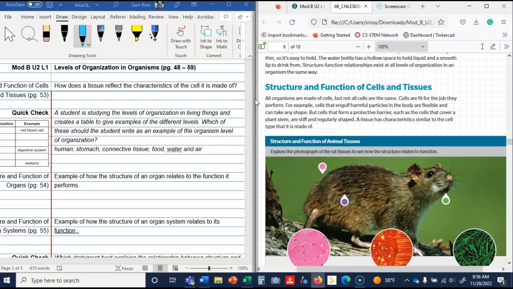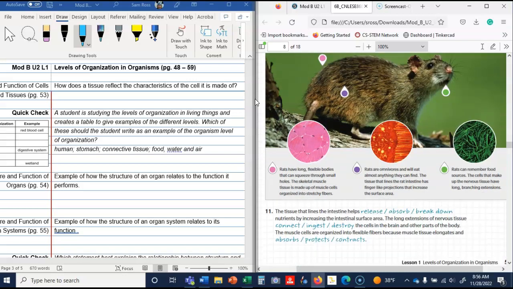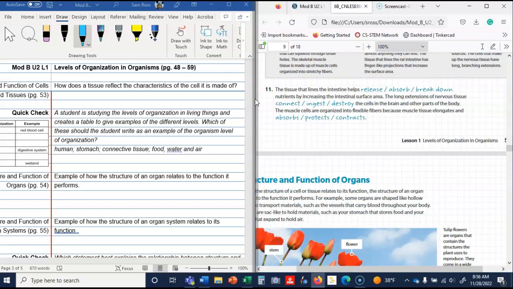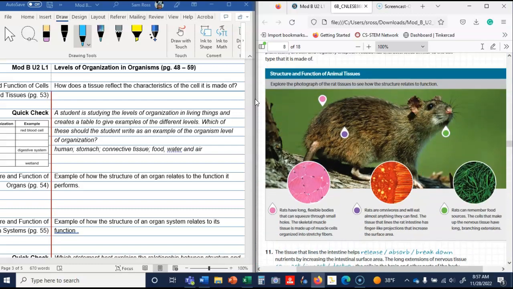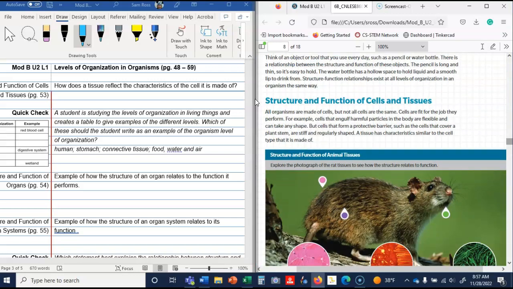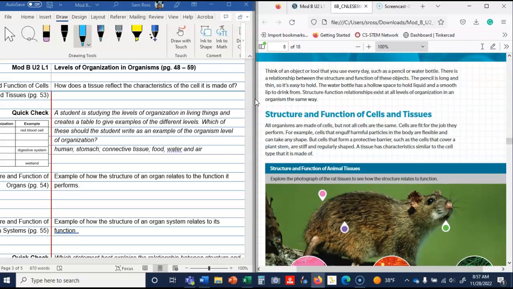Skin cells are made to, wait, there's got to be some examples here. I thought there was an example. Obviously not. Well, I'll just go with it then.